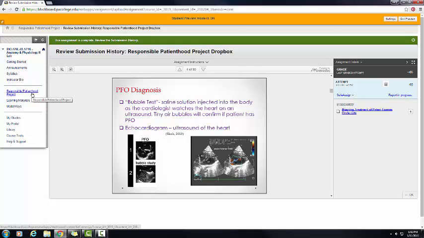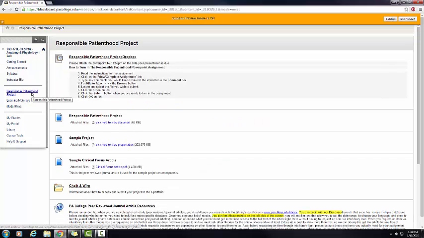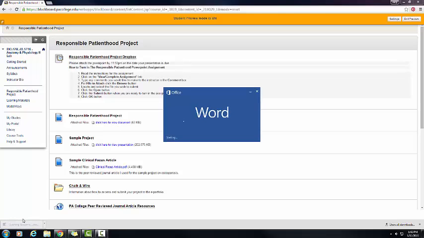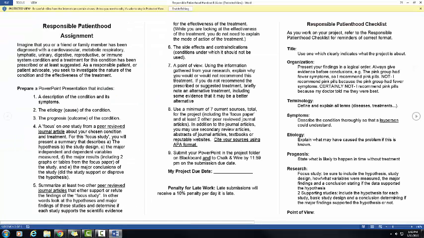If we go back to this Responsible Patienthood project, we can also look. I have a few other things for you. The Responsible Patienthood project, this first one here that says click here to view document, if you click on this one, it will actually bring up, let me open that up for you, the assignment.